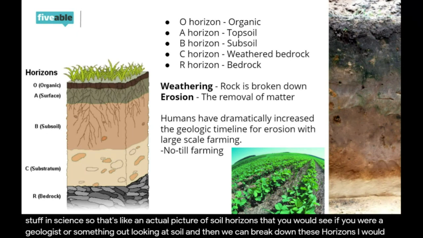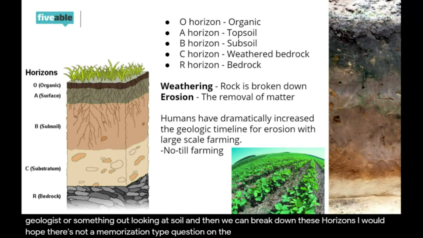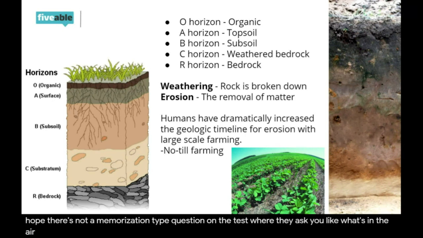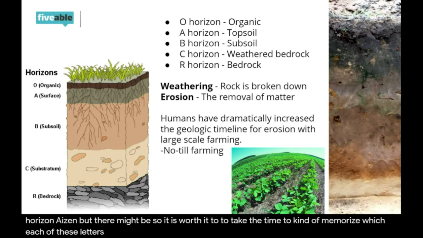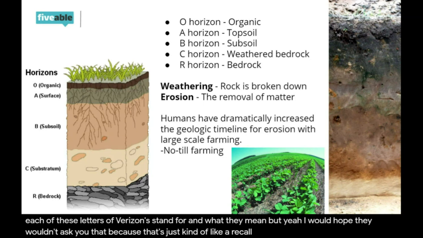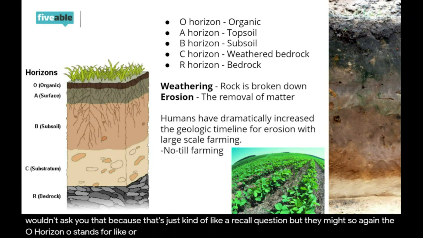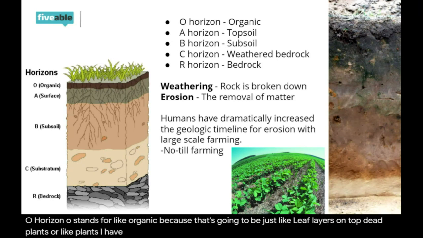I would hope there's not a memorization type question on the test where they ask you what's in the A horizon, but there might be. So it is worth it to take the time to memorize what each of these letters of horizons stand for and what they mean. But I would hope they wouldn't ask you that because that's just a recall question, but they might. So again, the O horizon, O stands for organic, because that's going to be just leaf layers on top, dead plants or plants that have recently fallen over. And that's going to be the very top layer.